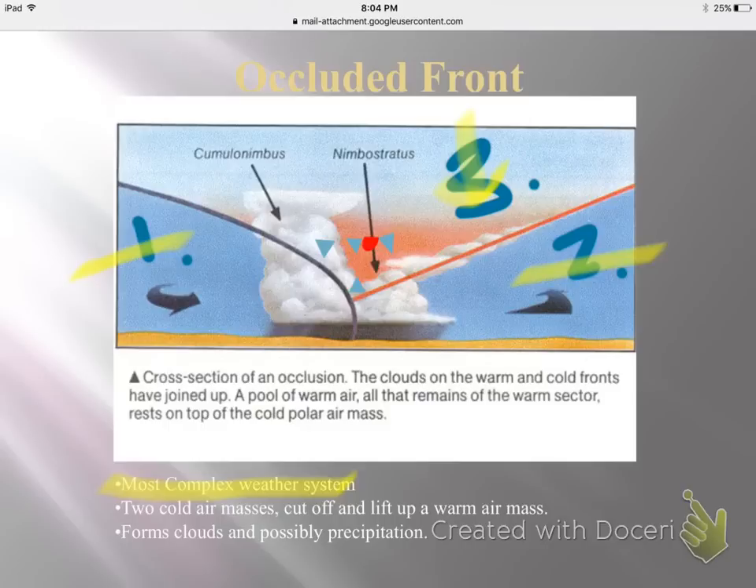Whenever this type of front occurs, there's going to be cloud formations and possibly precipitation depending on the amount of water vapor that the warm air mass is holding.